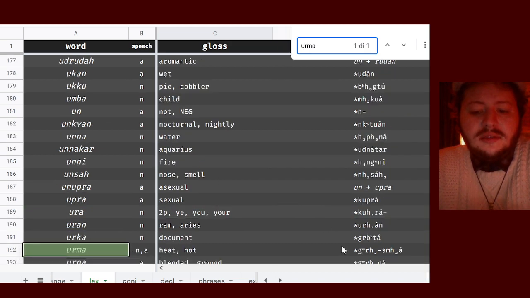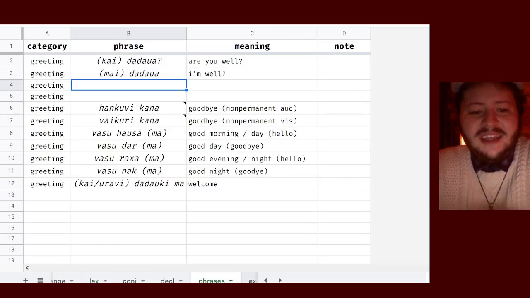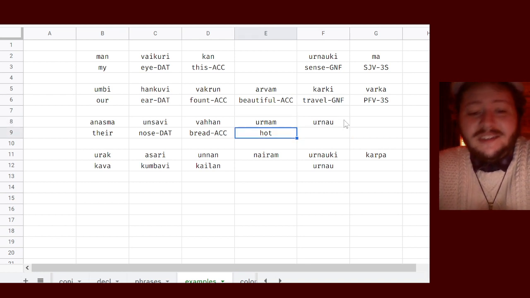Urma, heat. Yeah, it's completely unrelated to the word warm. It's actually heat. The root is like the weight of summer is where it comes from. But it just means heat in general in this language. So yeah, it's not related to warm at all, just a coincidence.